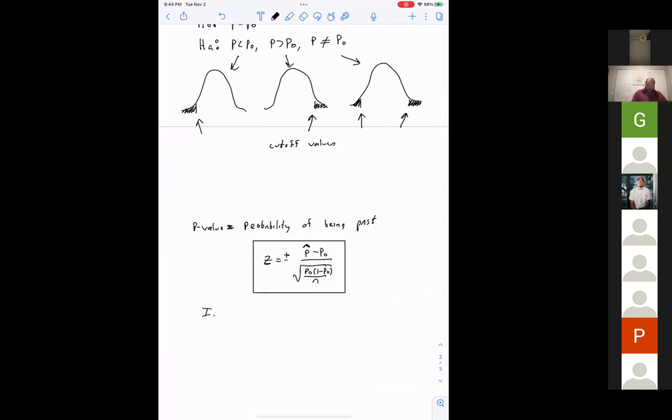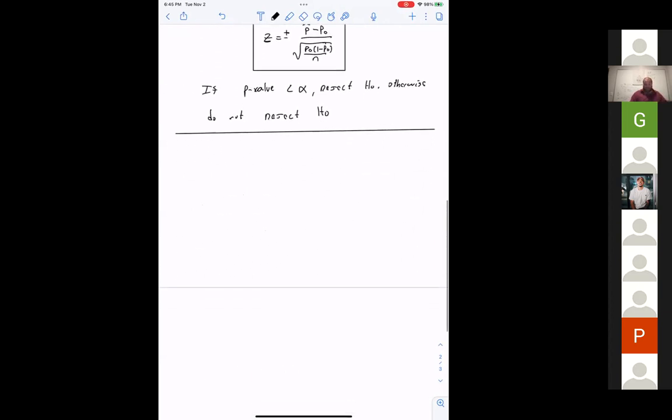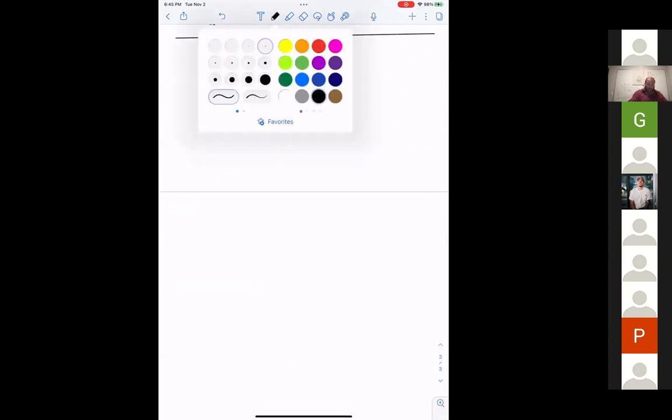And if the p-value is less than alpha, reject the null hypothesis. Otherwise, do not reject the null hypothesis. And we did examples of that last time. What we're going to be doing today is just an extension of that to some new situations. There's nothing new theoretically from those basic ideas. What we're going to be doing now is working with two samples.